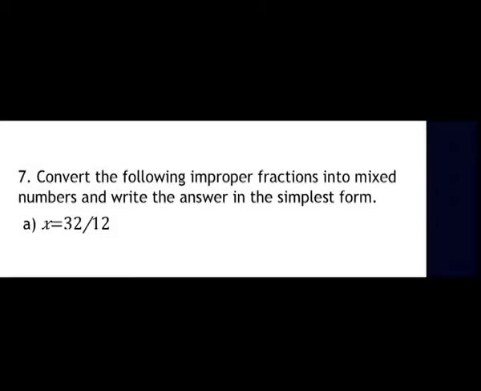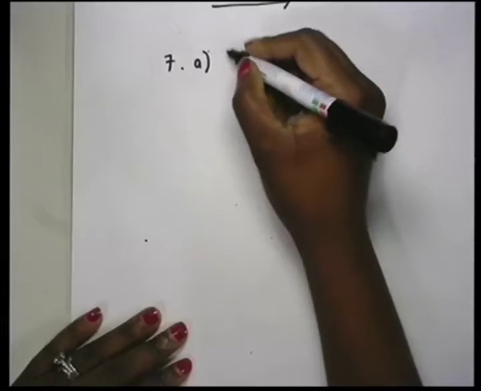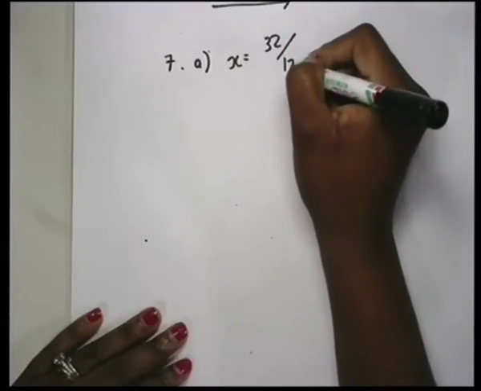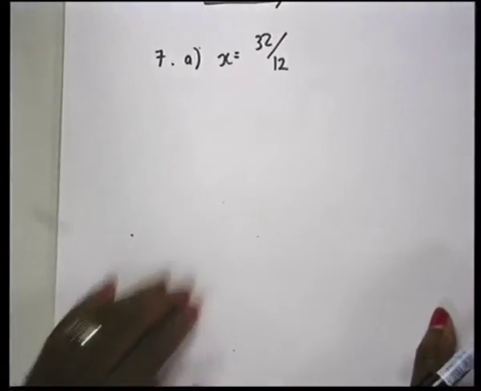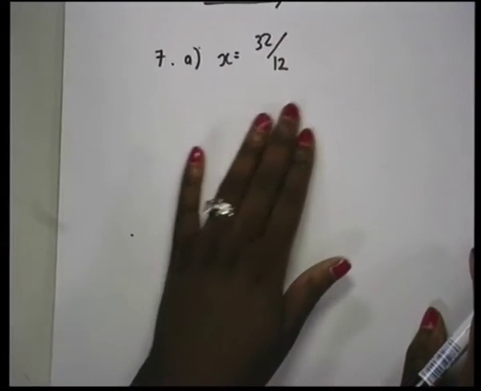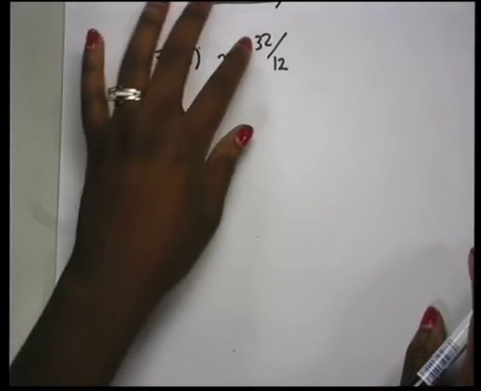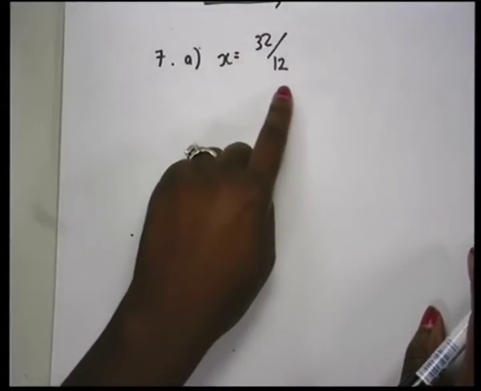Question 7. Convert the following improper fractions into mixed numbers and write the answer in the simplest form. x is equal to 32 divided by 12. This is an improper fraction because the numerator is much greater than the denominator.